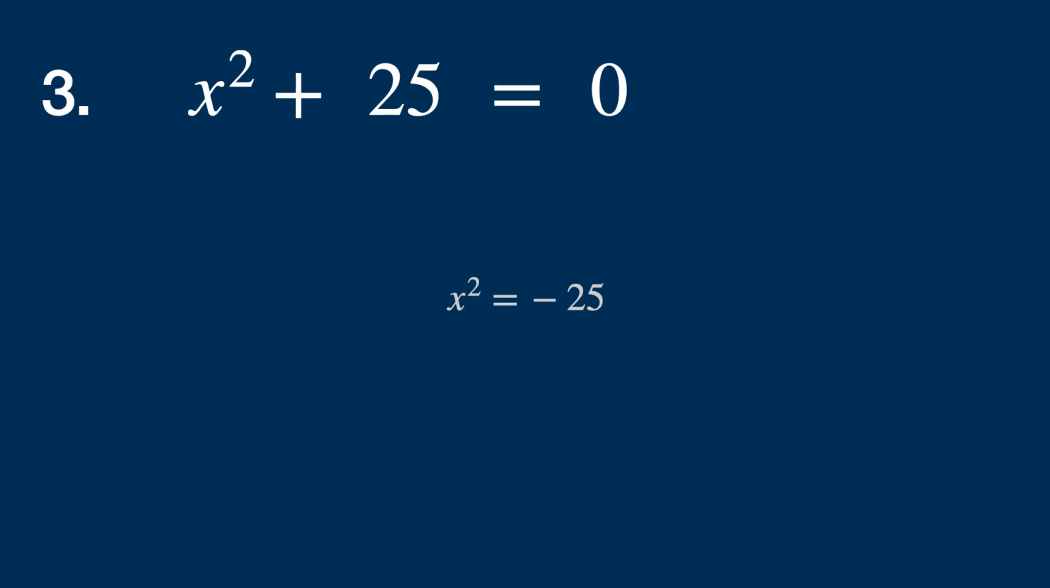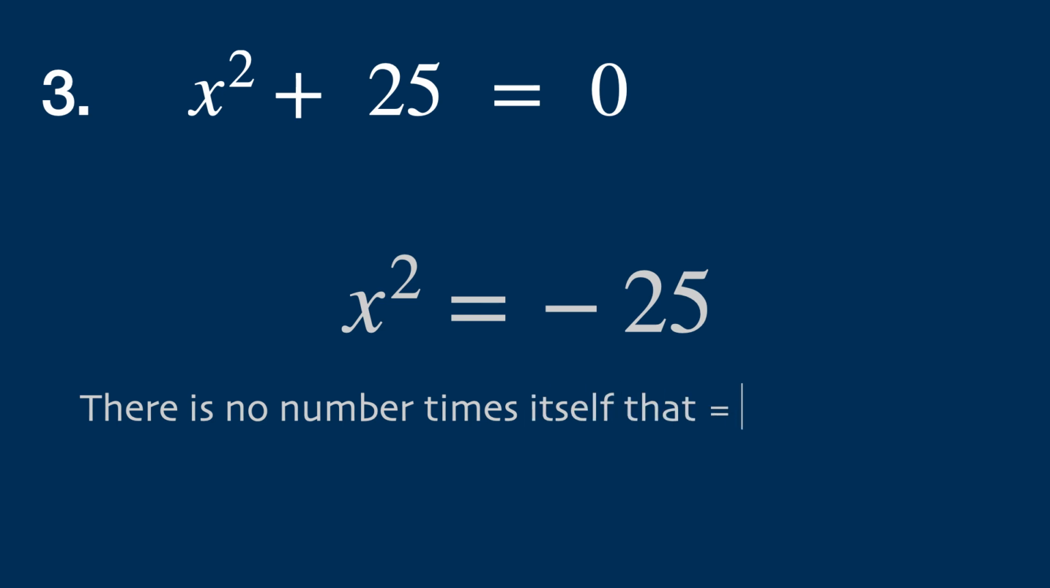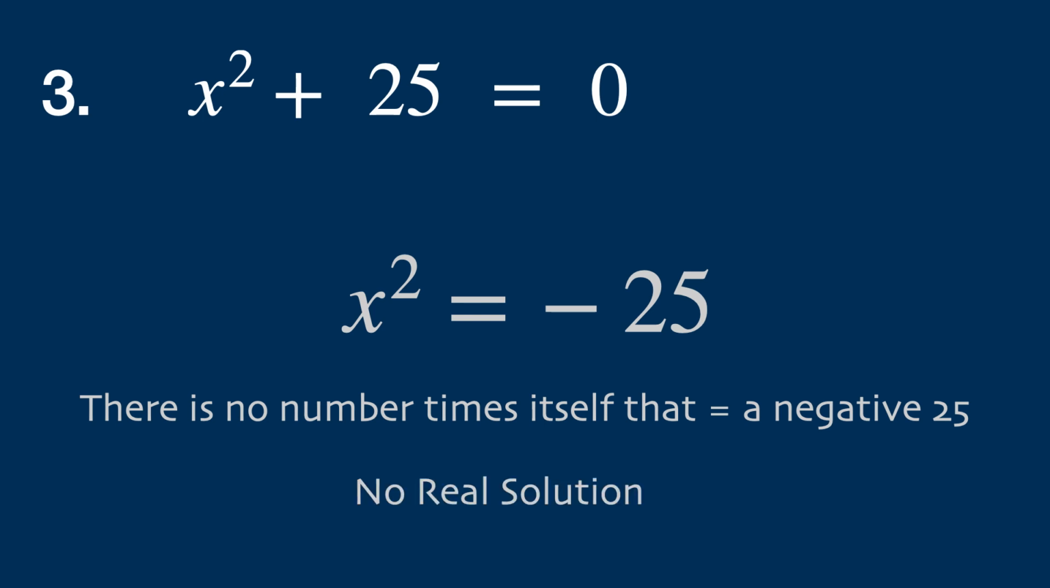Ladies and gentlemen, what two numbers multiply to give me negative 25? What two numbers times itself multiply to give me negative 25? Well, there isn't any, because a negative times a negative is a positive. And I have to have a negative number and a positive number to get a negative answer. So therefore, there's no number times itself that equals a negative 25. So I have no real solution.